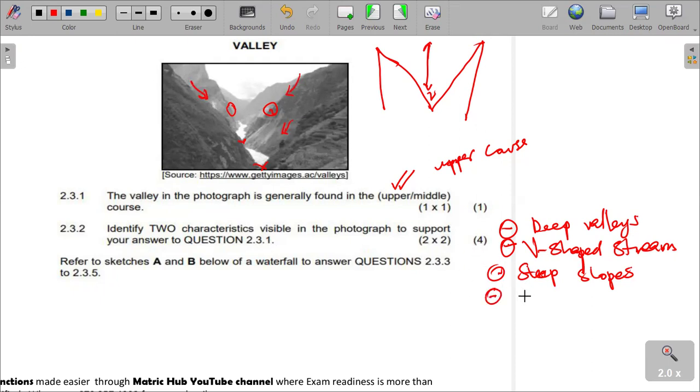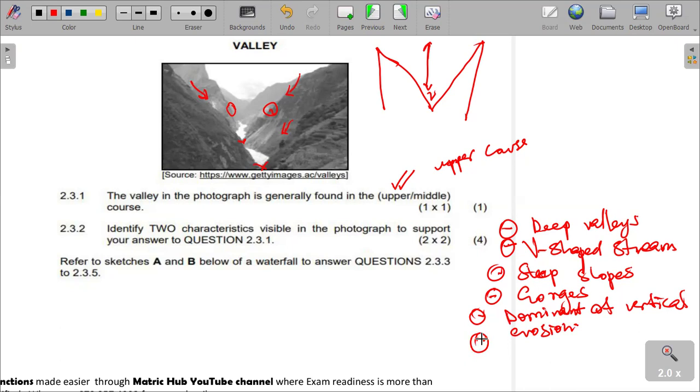We have got steep slopes that are evident there, and these deep valleys can also be defined as river gorges, very deep valleys. River gorges are caused because of the river retreating toward its source. It eats back and causes gorges to form there. We have got dominant vertical erosion. Dominant vertical erosion is evident in the photograph.